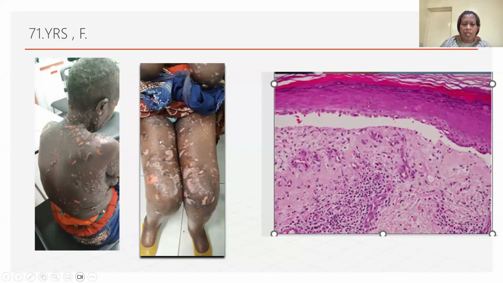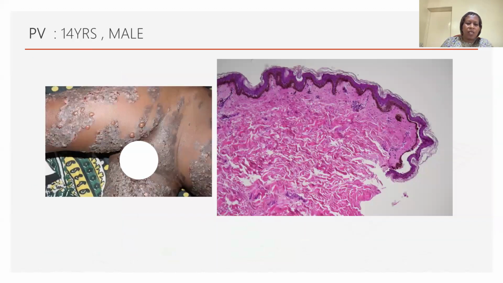For this one, as an elderly patient, epidemiologically, BP was considered, bullous pemphigoid. A biopsy taken showed subepidermal blister and cleft with eosinophil infiltrate. So bullous pemphigoid was confirmed based on the morphology. We didn't do immunofluorescence because we don't have it.